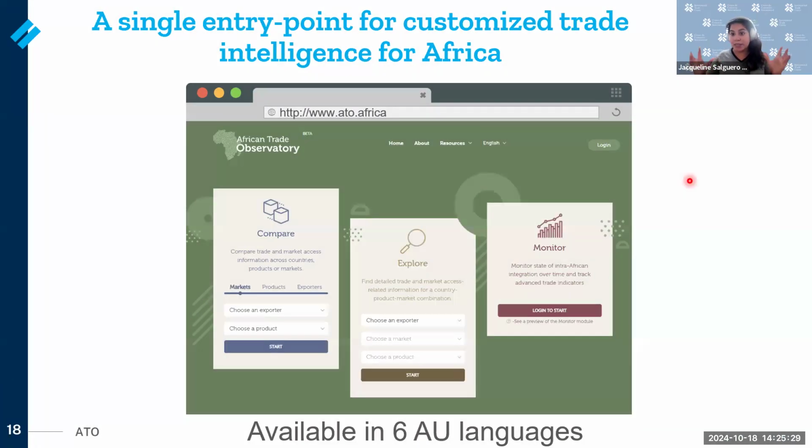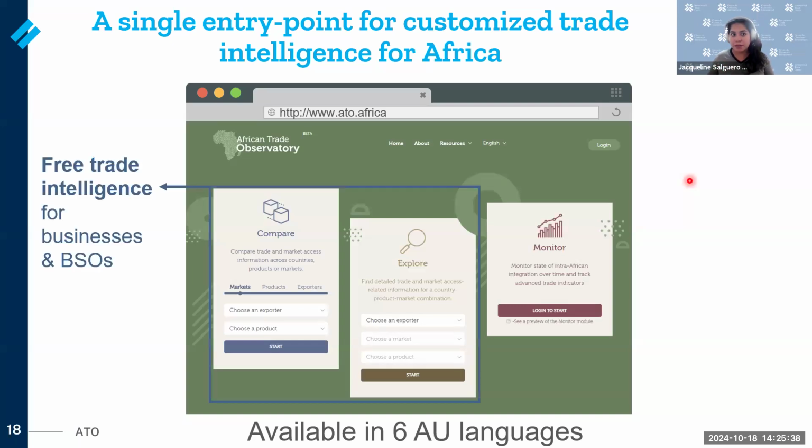So as I said, what we see at the end as an output of this project, of course, will be the platform, and that's what we will be focusing on. And this is how the platform looks like. So it is available at ATO.Africa.